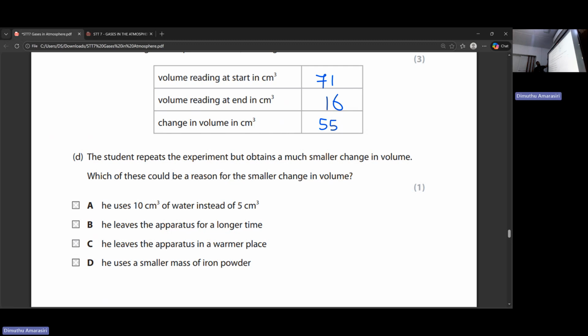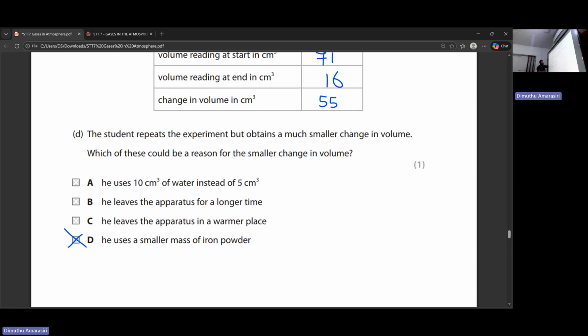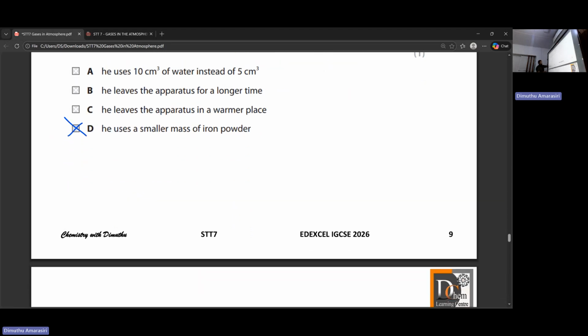He leaves the apparatus in a warmer place. In a warmer place the reaction is faster. Rusting should happen faster. That doesn't make the volume decrease less. He uses a smaller mass of iron powder. That's the answer. Why? When you use a small mass of iron, a small amount of oxygen is needed. So the gas difference is less. That's the answer.